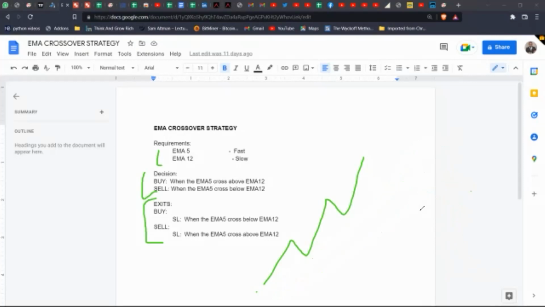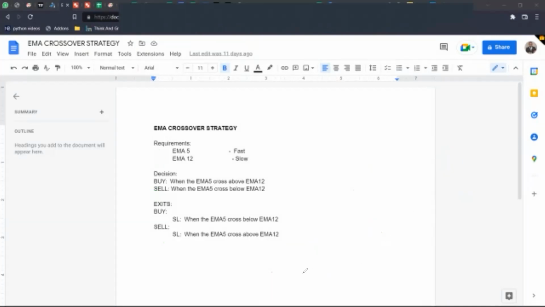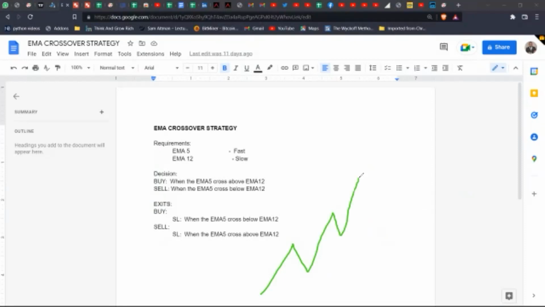For this system, we're actually going to be using a dynamic stop loss, right? Because it is a trend-based indicator. That means it works more in a trending market. When the market is trending one way, you find that this tends to work quite well, right?